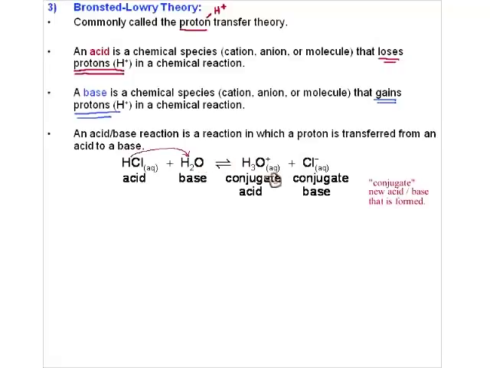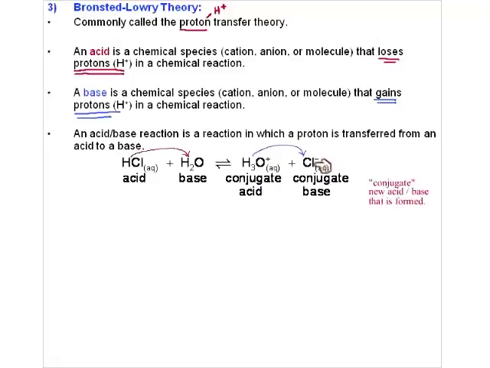So this is where the conjugate acid and base comes in. Because if we were going to go in the other direction here, we somehow have to get HCl back. So in order to get hydrochloric acid back, this H3O plus now has to donate its hydrogen if we're going to go in the reverse direction.